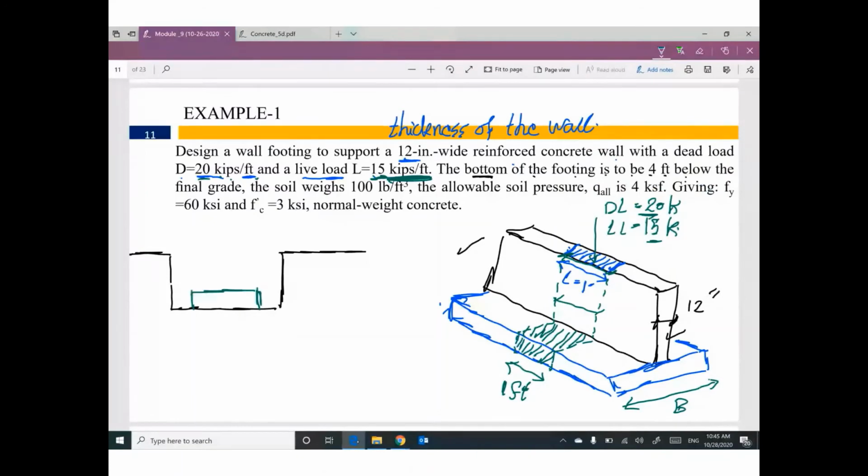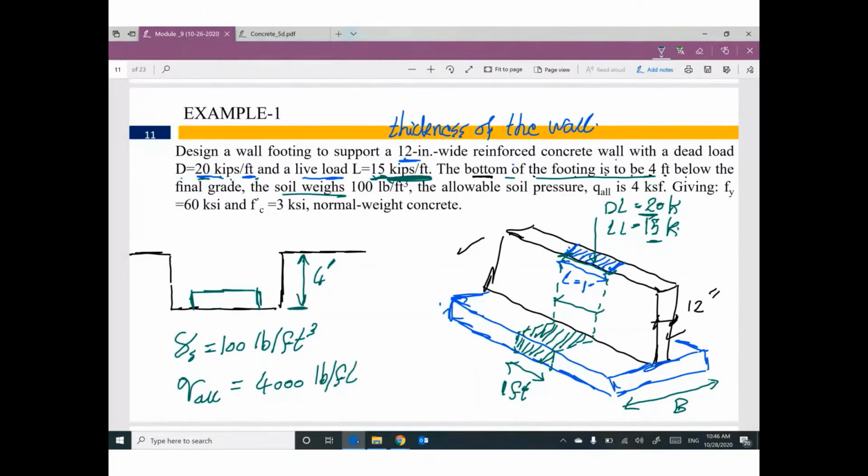Based on the information in the problem, the bottom surface of the footing is 4 feet from the ground surface. And the soil unit weight, gamma S, equals 100 pounds per cubic foot. Q allowable is given as 4 kips per square foot, so I converted it to 4,000 pounds per square foot. Anyway, phi is not given, and c prime is not given.